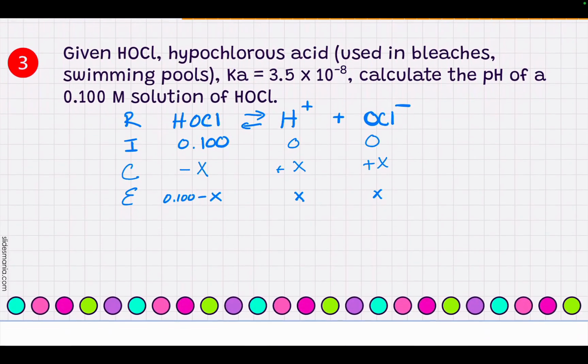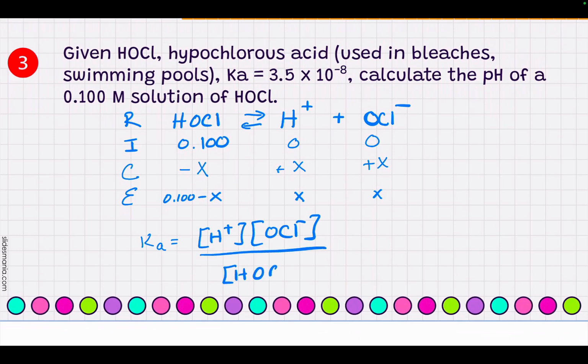So now I'm ready to sub into the Ka expression, which is going to equal the hydrogen ion times the hypochlorite ion over the hypochlorous acid.